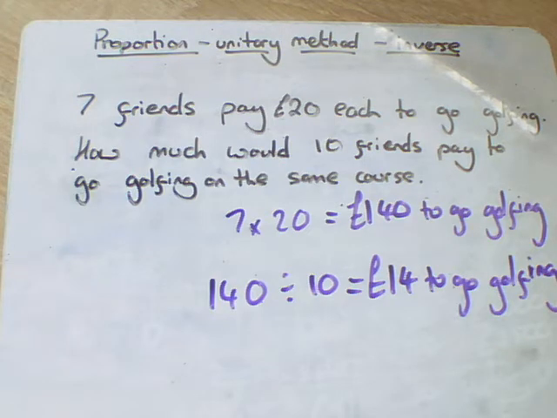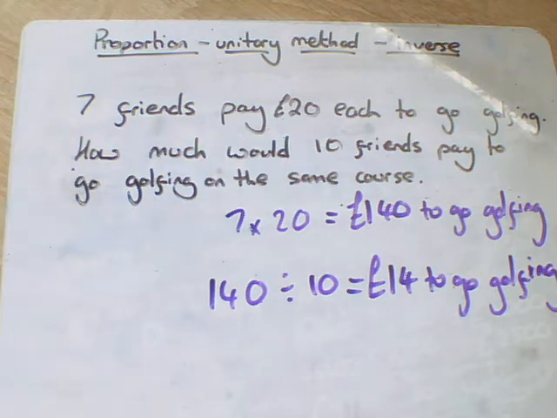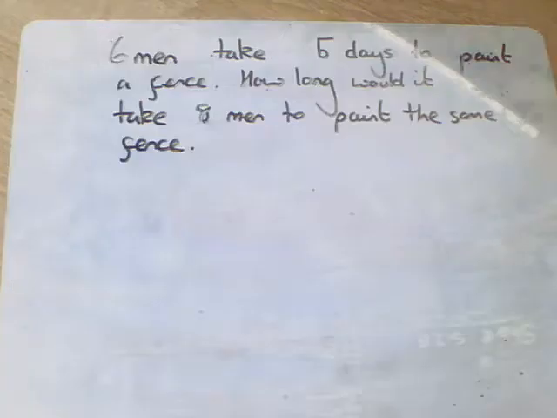And that's a fairly straightforward one. Find the amount it costs and split it 10 ways. You've probably been doing that since you were in primary school anyway. Now let's have a look at another one.